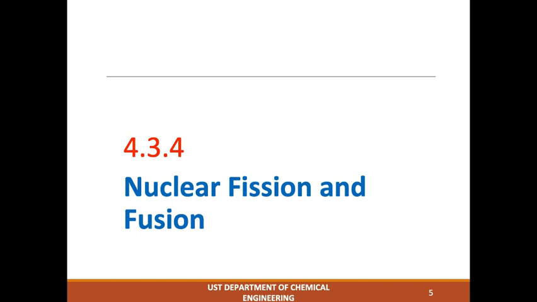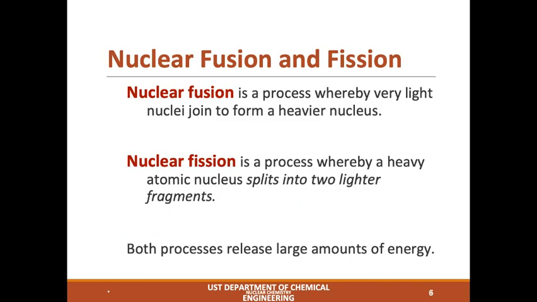4.3.4, nuclear fission and fusion. There are two types of nuclear reactions: nuclear fusion and nuclear fission. From the name itself, nuclear fusion is a process whereby very light nuclei join to form a heavier nucleus. Nuclear fission, on the other hand, is a process whereby a heavy atomic nucleus splits into two lighter fragments. Both these processes are known to release large amounts of energy.